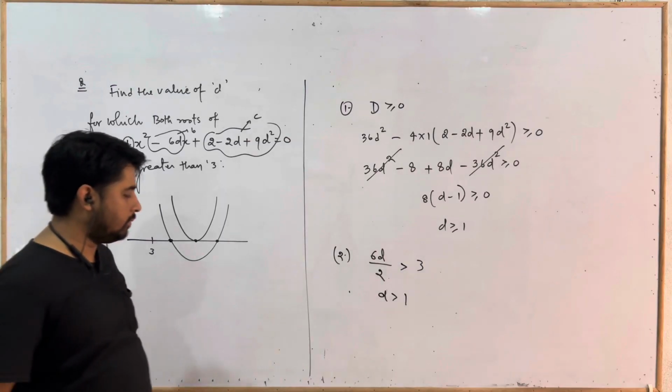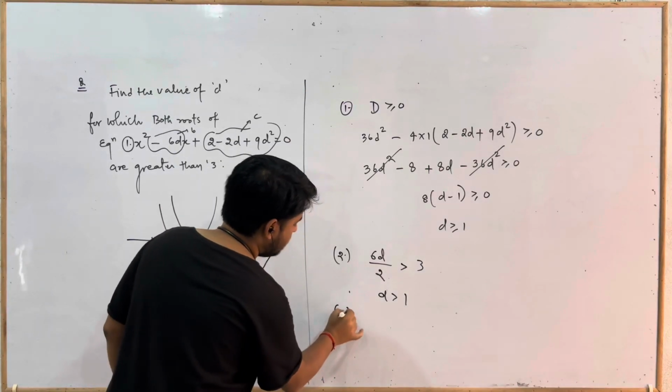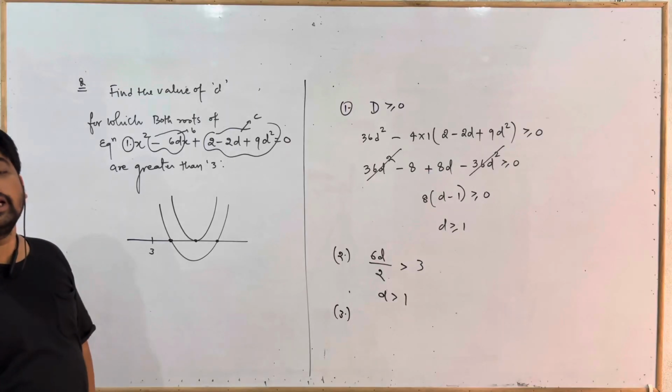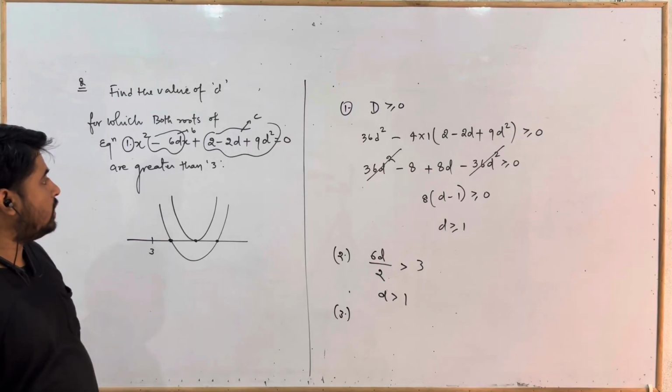Now what is the third one? The third one is what? Your f of k is greater than 0. So what does f of k mean?